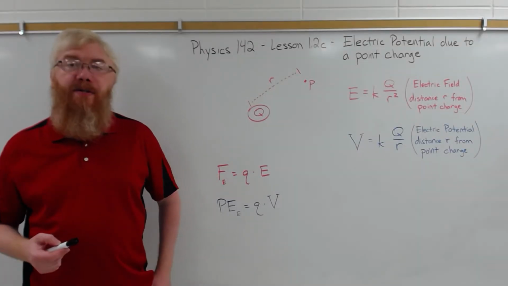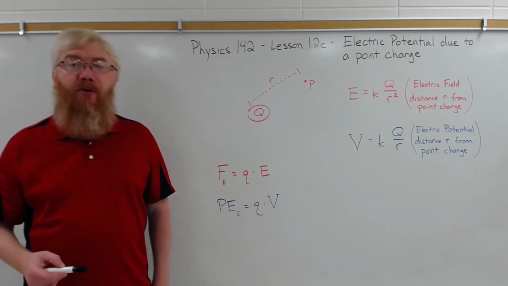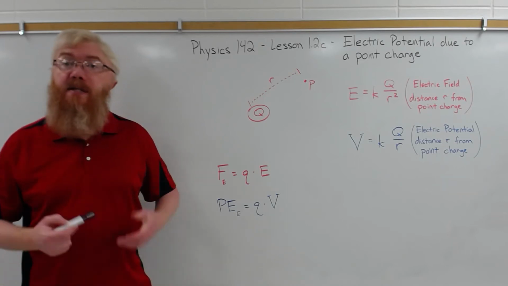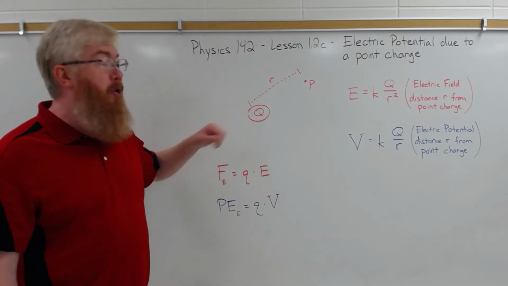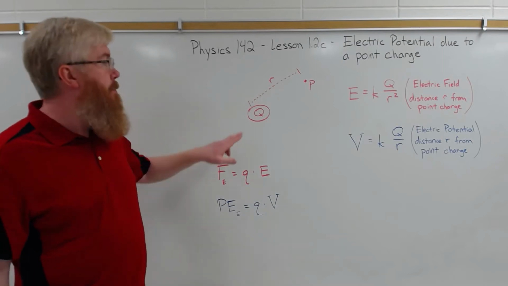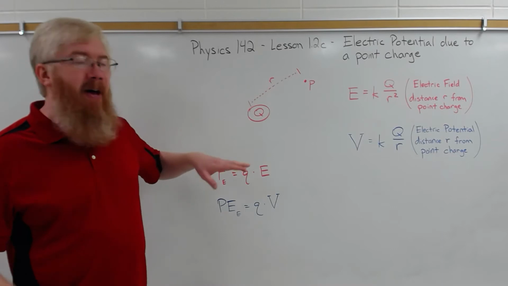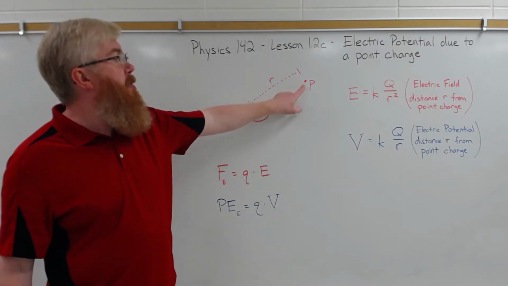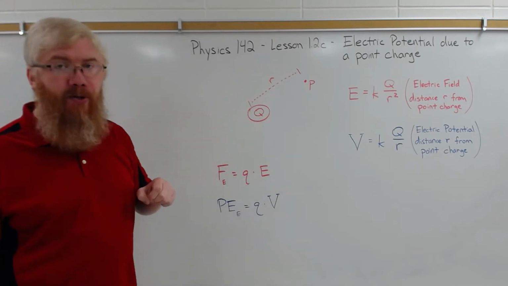So let's continue our discussion of electric potential, talking about the electric potential around the simplest of objects, just a simple point charge. So here we have a point charge Q. Q could be positive or negative, any value. It doesn't necessarily have to be a positive charge, it's just some value. And we want to know what the potential is at point P, distance r away from that point charge.